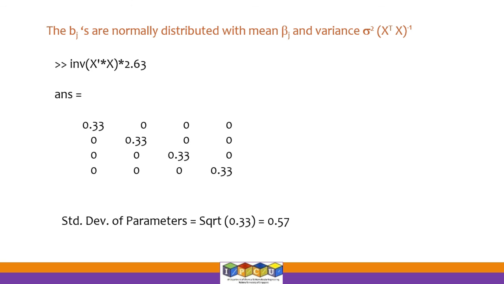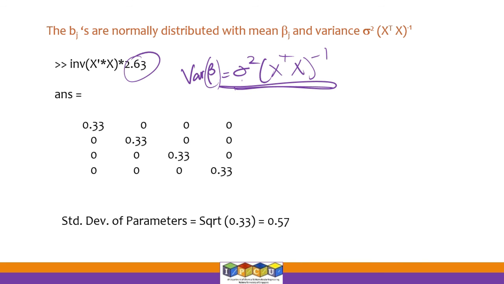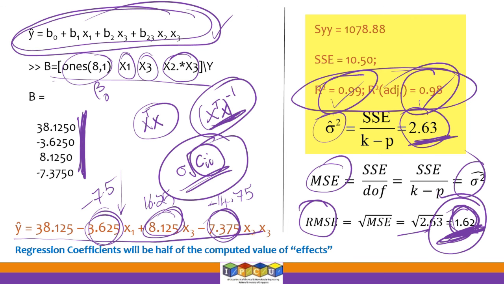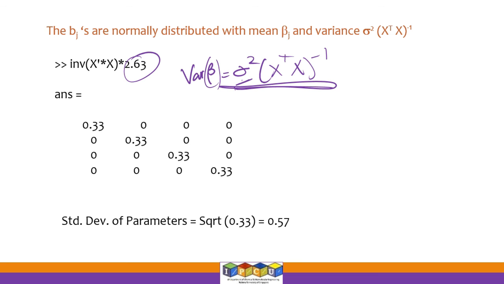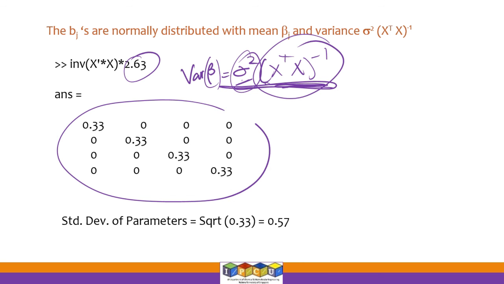And as I told you before, we are doing sigma squared times X transpose X inverse, right? I'm just showing that calculation for this particular example. Remember, this is the variance of beta. So what you see here is sigma squared is 1.62 squared, which is 2.63, right? And then this X transpose X inverse is a diagonal matrix. So sigma squared, a constant multiplied by a diagonal matrix, is a diagonal matrix.